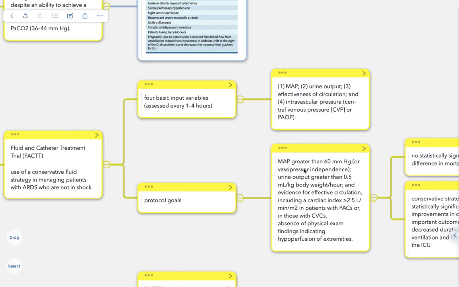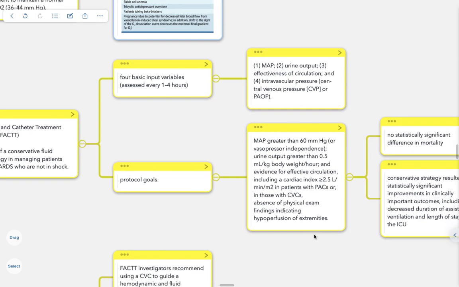The goals were a mean arterial pressure greater than 60 millimeters of mercury or vasopressor independence, a urine output greater than 0.5 mL per kg body weight per hour, and evidence for effective circulation, including a cardiac index of more than 2.5 liters per minute per square meter in patients with PACs, or, in those with CVCs, absence of physical exam findings indicating hypoperfusion of the extremities. So, all these are protocol goals.